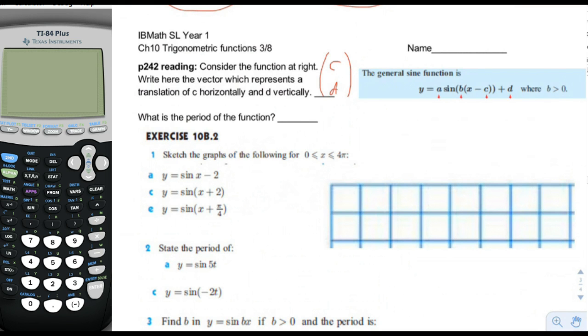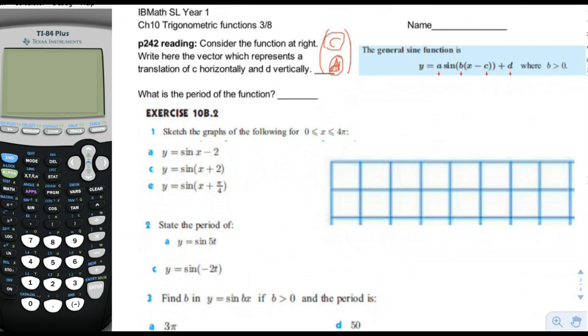So c is the amount that you're shifting the sine wave to the right, and d is the amount that you're shifting the sine wave up. Okay, so that's all they want here, and I know you haven't seen this before, but after we use it a few times, you'll see that they're not demanding that much from you yet.